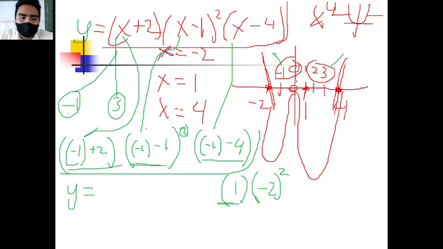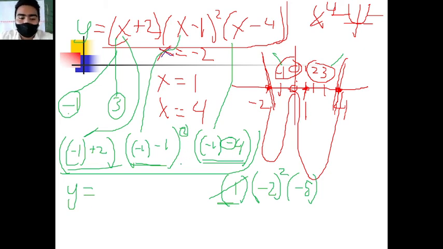Now, we have the third factor. Negative 1 minus 4. What will be the answer? The answer is negative 5. So, in this case, we know that any number that is multiplied by 1 is the number itself. So, we could clear this off, because even though you multiply it by any number, the answer is the number itself.